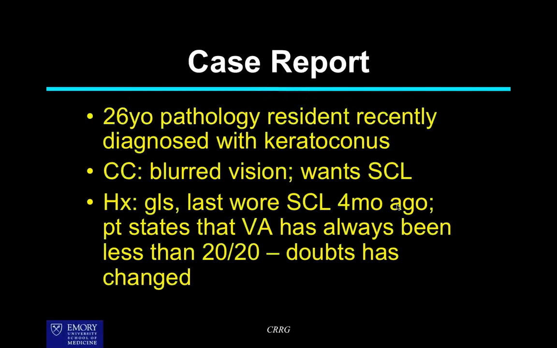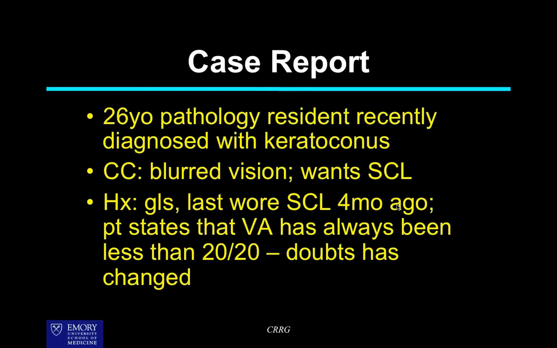And this is a very interesting case. Now, as we go along here, Ed and the others, see if you can figure out what's going on before we come to the bottom. A 26-year-old pathology resident who had been diagnosed at his previous institution with keratoconus presents complaining of blurred vision in soft contact lenses. He had historically worn spectacles and soft contact lenses.